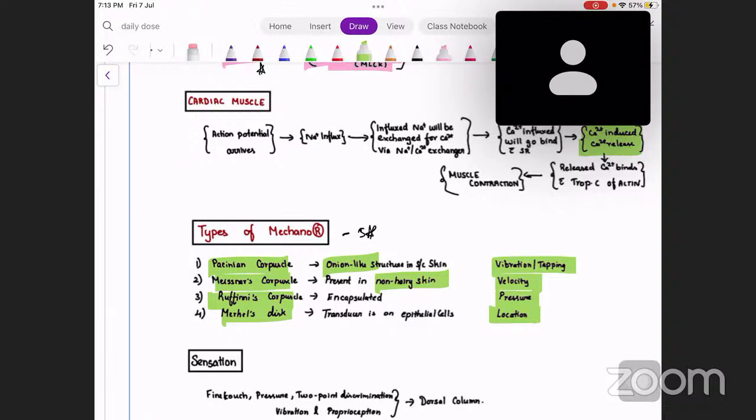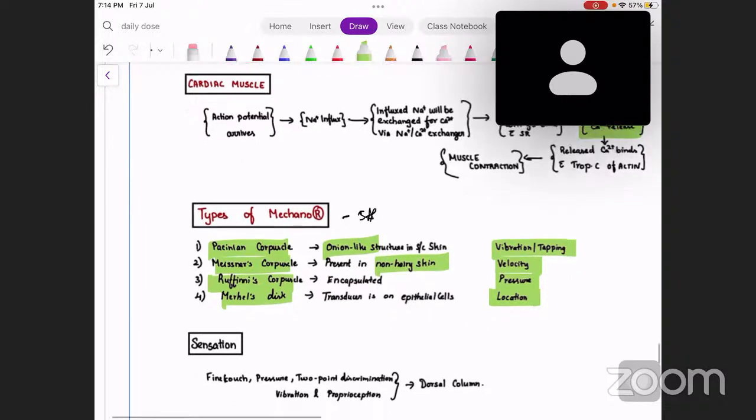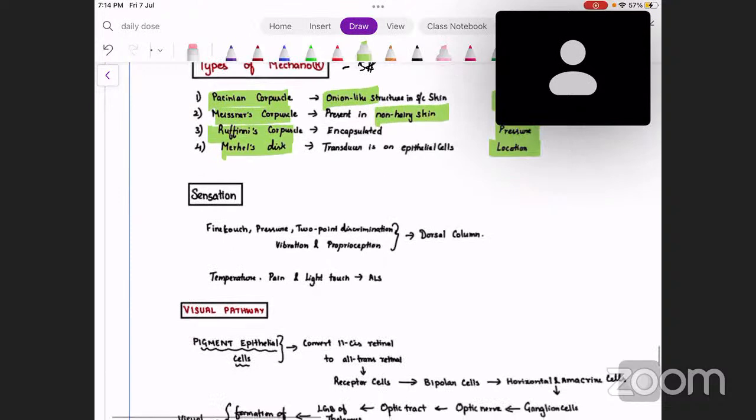So Pacinian is an onion-like structure in the subcutaneous skin. Meissner is present in the non-hairy skin. Very, very important. Especially they give you an onion-like structure in the subcutaneous skin which detects vibration and tapping, and the answer is Pacinian corpuscle. They will ask you so much about the Pacinian corpuscle.